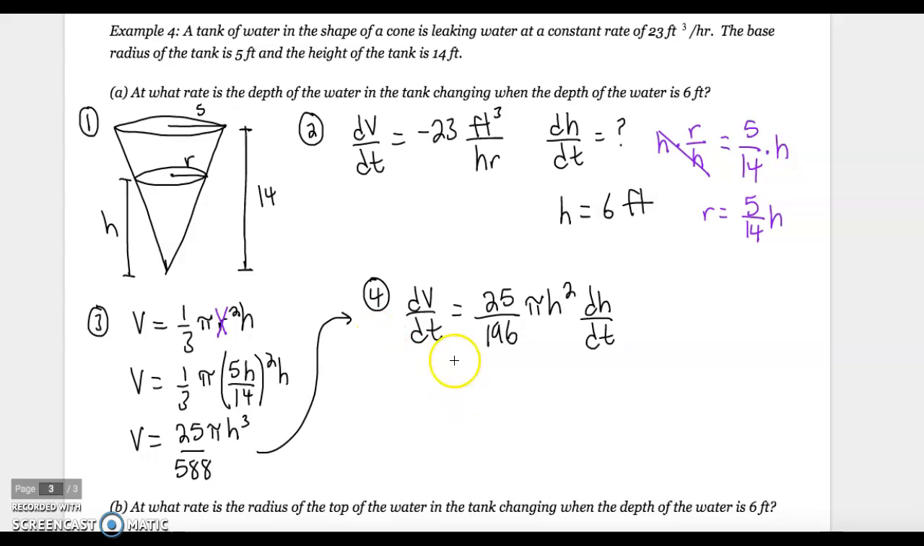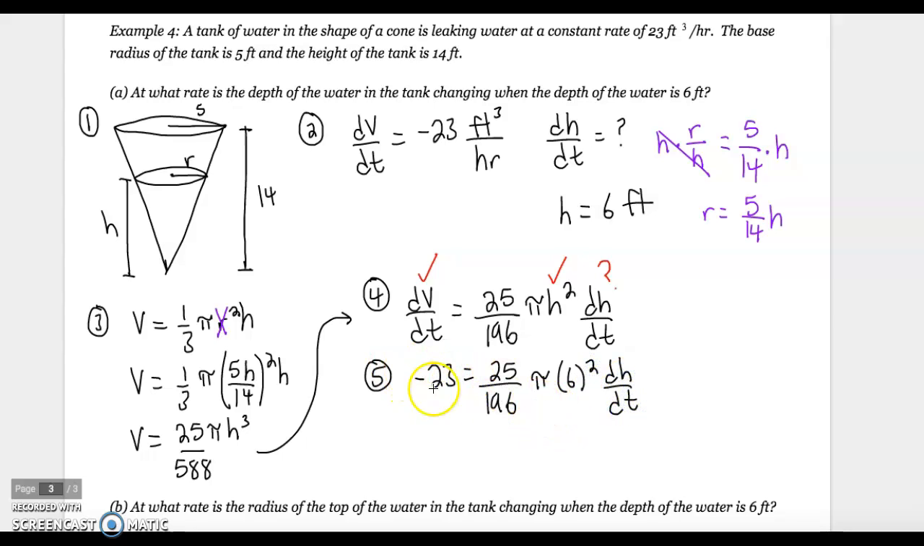Lovely. Okay, so now we know dh/dt, we know h. Oh no, we don't know dh/dt, that's our unknown. And then h, and then we know dV/dt, so now we can plug everything in for step 5. So dV/dt is negative 23, 25 over 196 pi, and we know h was 6. And then we can solve for dh/dt.